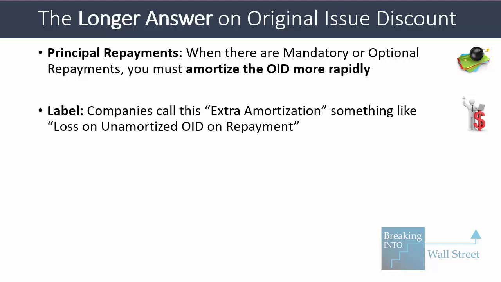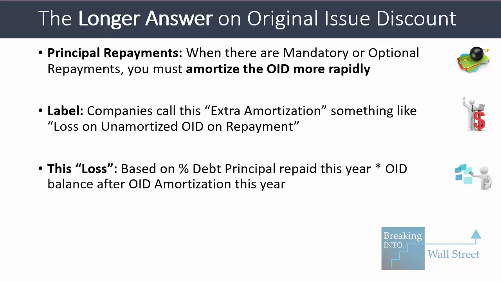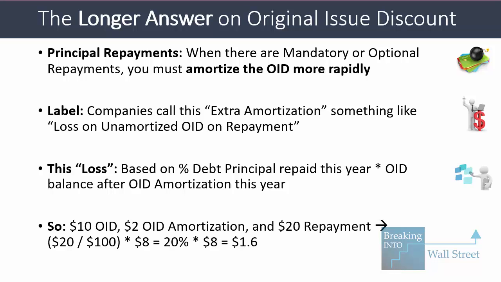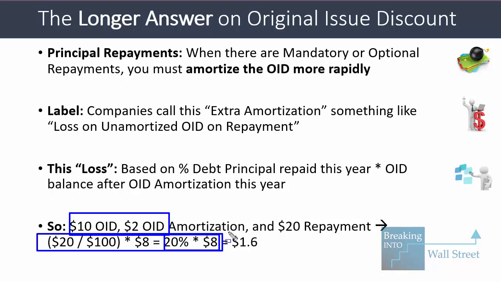This loss is based on the percent of debt principal that is repaid each year times the original issue discount balance after the amortization in this specific year. So if we have an original issue discount of 10, we have 2 of amortization in the first year, and we repay 20 of the debt principal in that first year. This will be based on the 20% of the debt principal that we repay, and then we subtract the amortization in this year, the 2, from the 10 that we start with, so it's 8, and then we record 20% times 8, or 1.6, for this extra accelerated amount.